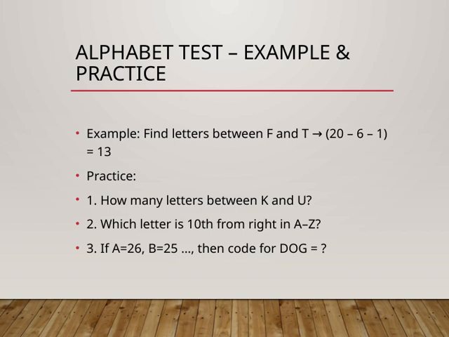The alphabet has 26 letters, so counting from the end, the first from the right is Z, the second is Y, and so on. The 10th from the right would be the 17th letter from the start, so that's Q.